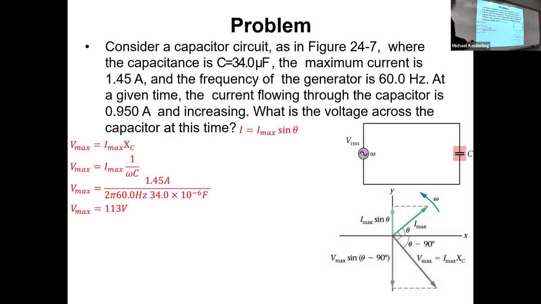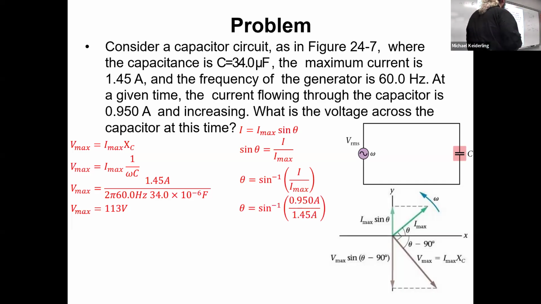So then we want to figure out the angles. Our current is our maximum current times sine of theta. So sine of theta is I over I max. So the inverse sine of I over I max is going to be the inverse sine of 0.95 amps over 1.45 amps, which gives us 40.9 degrees. And because it's increasing, we know we're at that point in the cycle. The other point would be, if it was decreasing, over here on this side, but it's increasing, so it's at that point in the cycle.